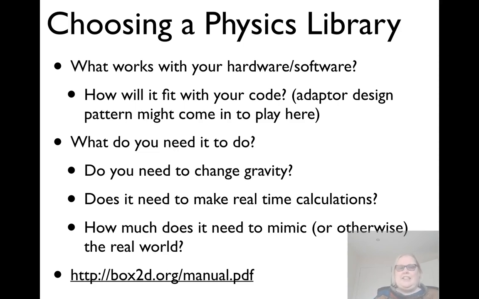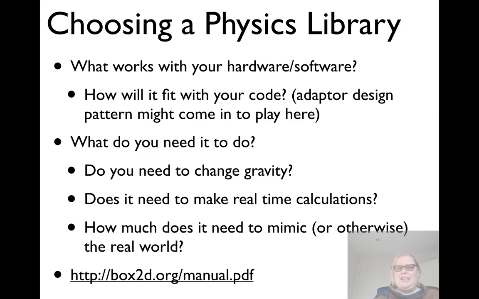Okay. The second thing to think about is how will it fit with your code? How will it fit the code you've got so far? We'll be looking at design patterns next week, but just as a heads up, the adapter design pattern really can be very useful here. So when we're looking at design patterns, you might want to consider the adapter pattern. Once you've found one that works with your hardware and software, you might still have other choices to make.